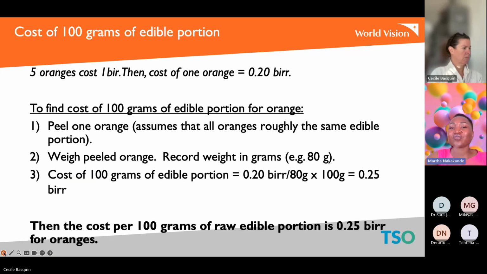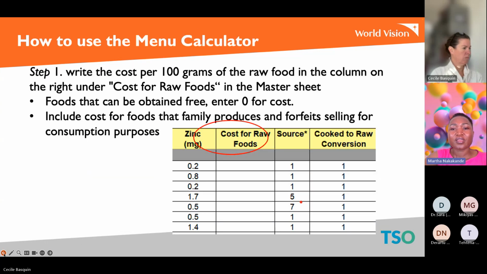So you have the list of all your foods. For example, if you have oranges, banana, yam, and injera flour or rice flour or sorghum flour, you input all the costs in there for these particular items. Next.